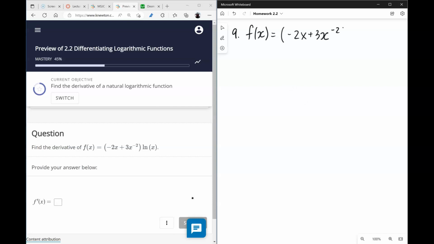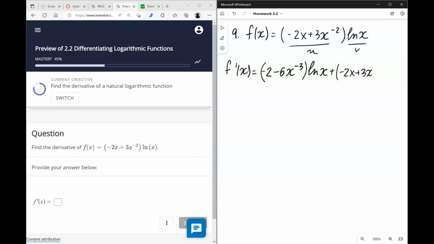All right, let's try this one. It's just a product rule, and this is my u, this is my v. So u prime is negative 2 minus 6x to the negative 3 times v plus u times v prime.